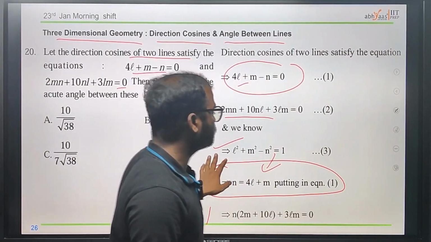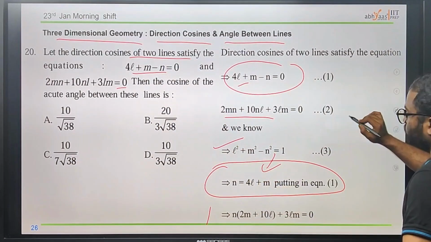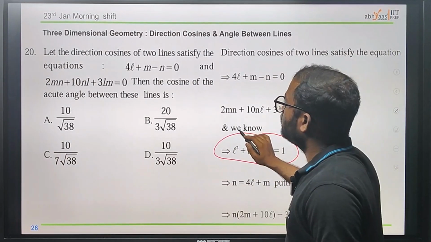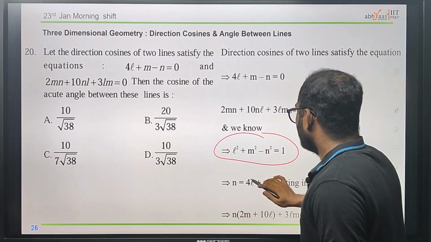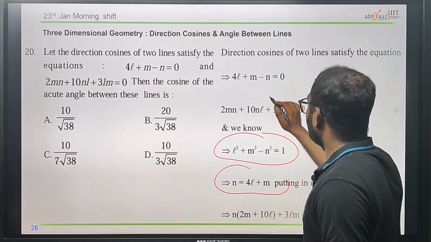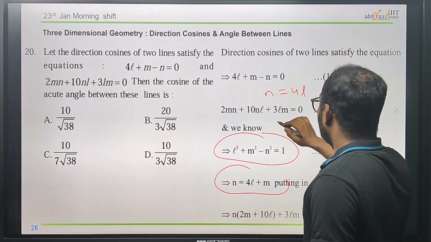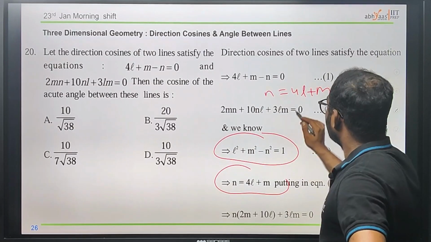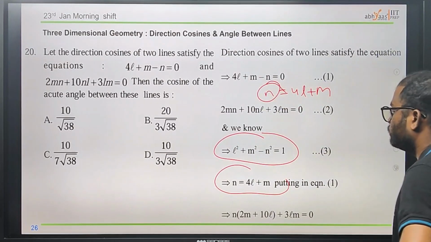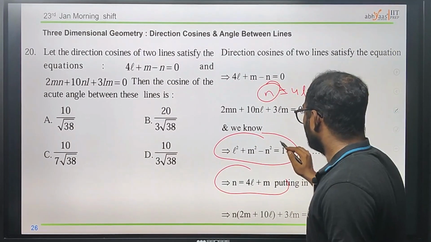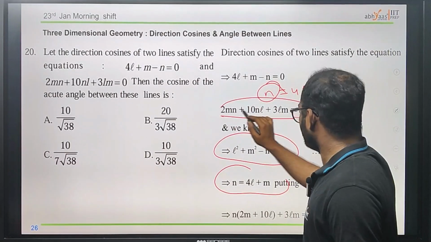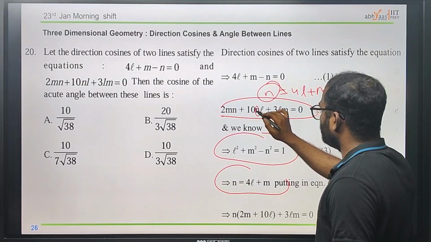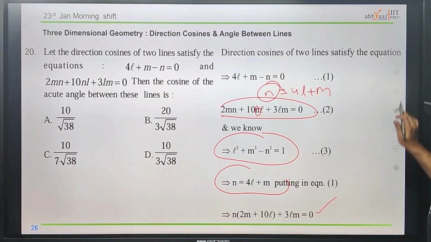I can do some simplifications, sorry for that. Okay, we know this is one, we have already known this thing. Just making it, after that we can write n equal to 4l plus m. From this one, next we can put this n in place of what we have here. I hope you understood what I am writing here. Just putting this in place of n, we will get this one.